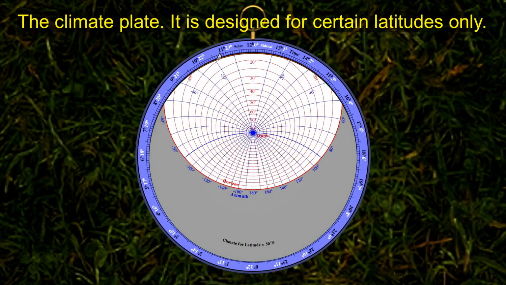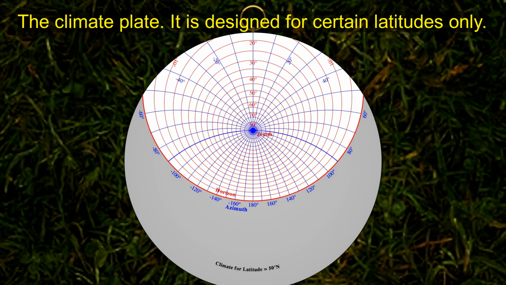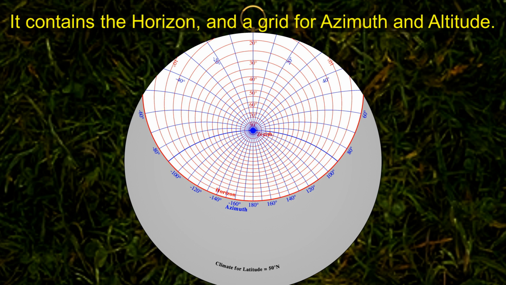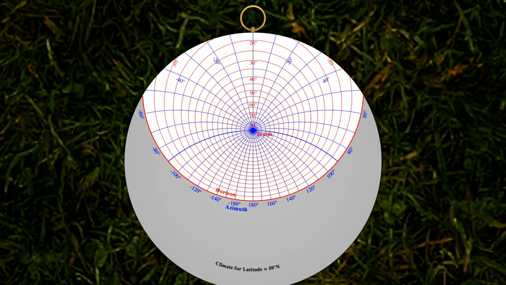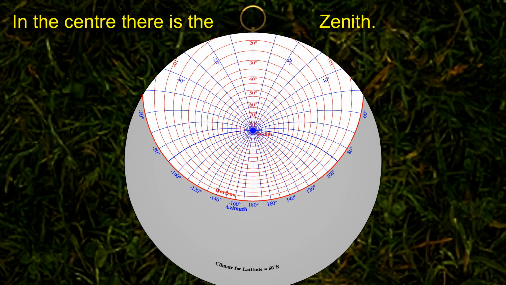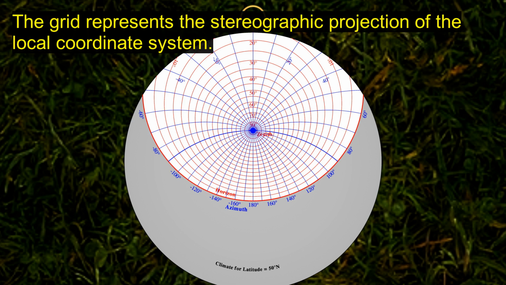The climate plate. It is designed for certain latitudes only. It contains the horizon, and a grid for azimuth and altitude. In the center, there is the zenith. The grid represents the stereographic projection of the local coordinate system.